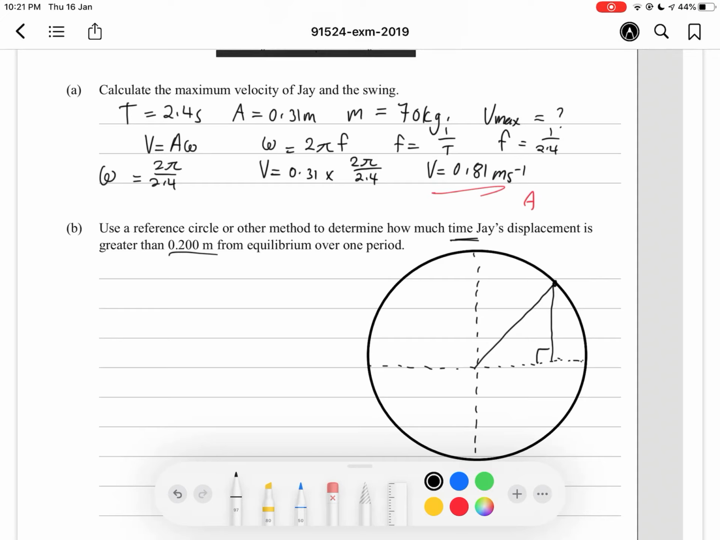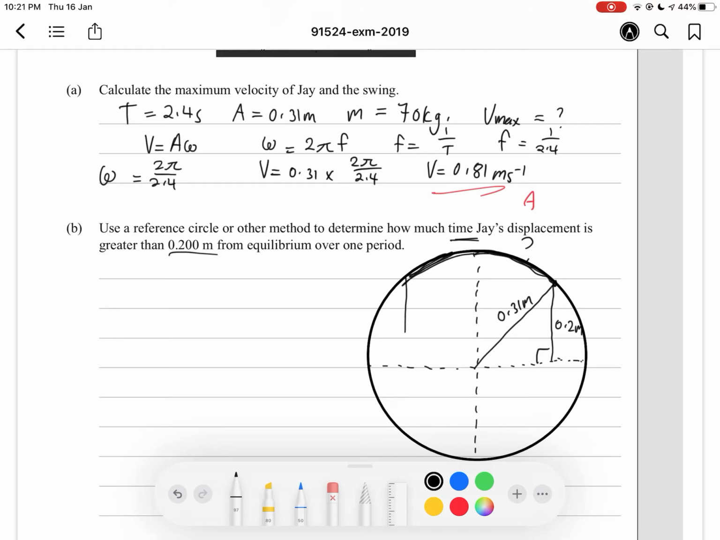Alright, so let's say we have a rough diagram here. We know that the radius of our reference circle will be our amplitude, which is 0.31 meters. And our height here will be our displacement, which is 0.2 meters. So basically, how long will it take for her to reach here, and how long for her to reach back down to here?